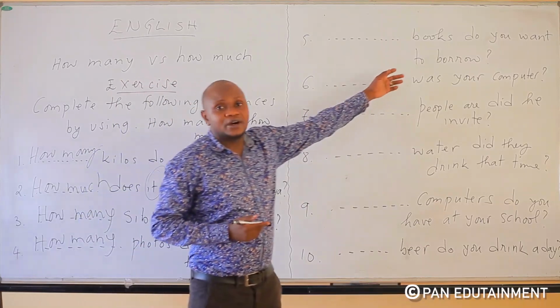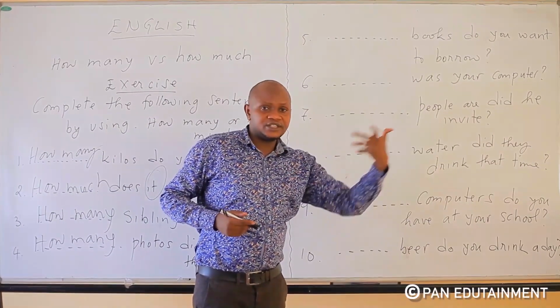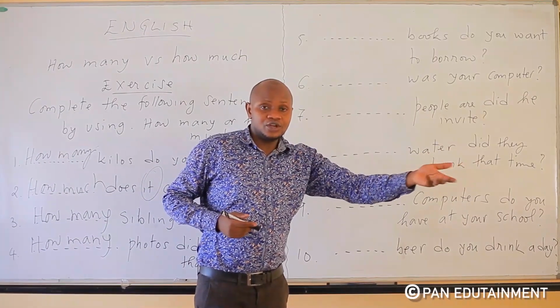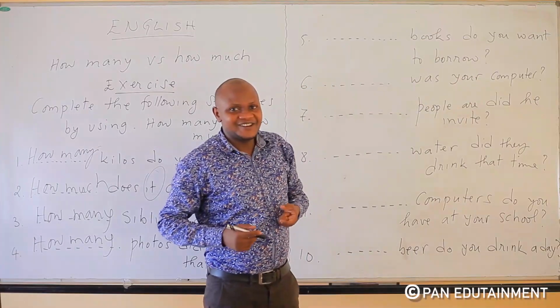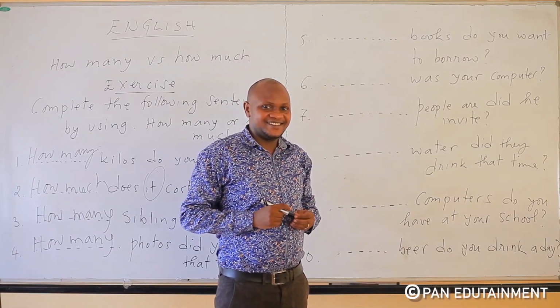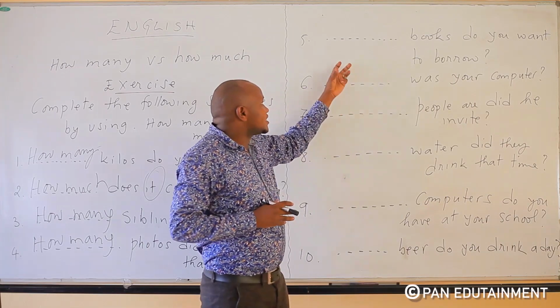Number five, how many books do you want to borrow? To borrow is gutira. To lend, which we have just learned, is gutiza. Then, books do you want to borrow? What are you going to put here? Try to see it very well.